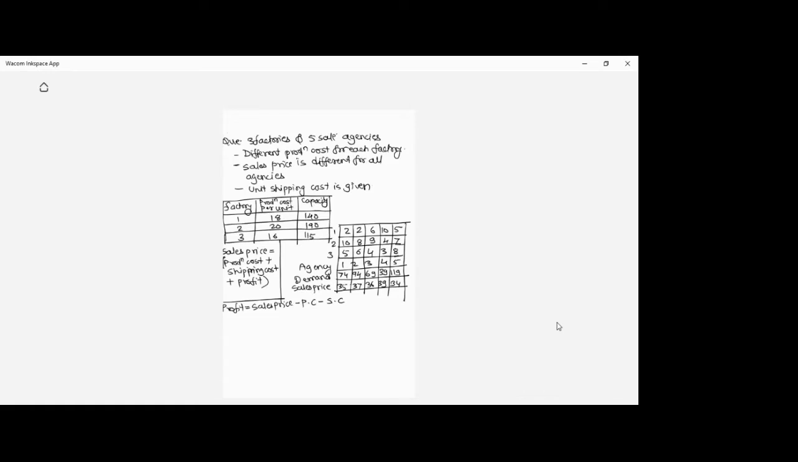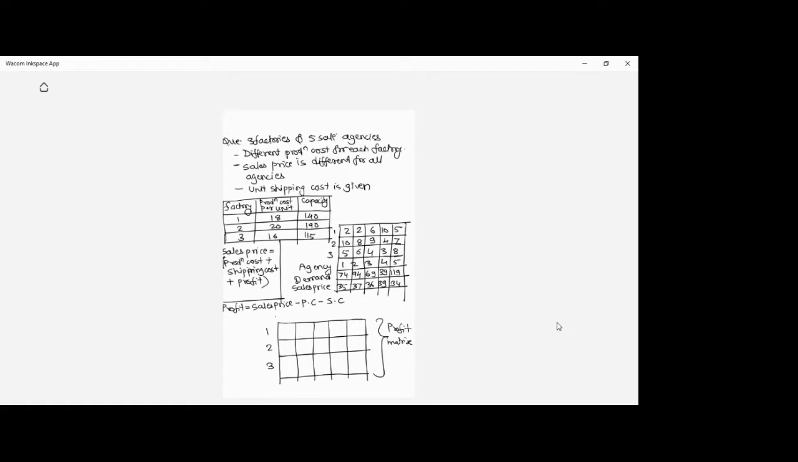So can I make a profit matrix directly here? I have 5 factories. So let's start with a simple construction of a profit matrix directly. I have 5 agencies, 1, 2, 3, 4, and 5. Next, I have the factories, first, second, and third, 1, 2, and 3. This is nothing but your profit matrix that I have constructed.